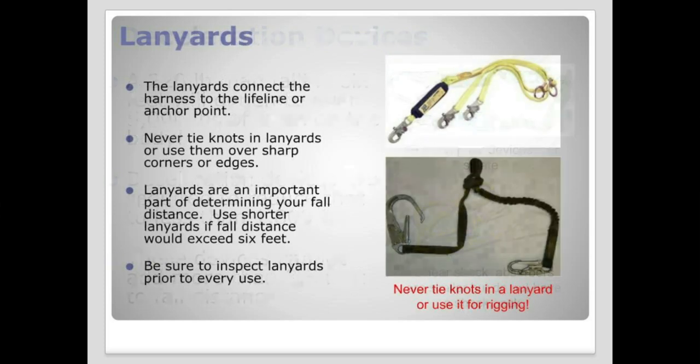Some examples of lanyards. The lanyards connect the harness to the lifeline or anchor point. Never tie knots in lanyards or use them over sharp corners or edges. Lanyards are an important part of determining your fall distance. Use shorter lanyards if fall distance would exceed 6 feet. Be sure to inspect lanyards prior to every use. As illustrated over here to the right, never tie knots in a lanyard or use it for rigging.